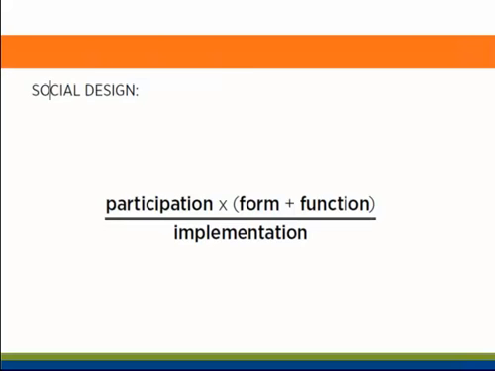The way that we approach social design is that we're actually using participation as part of the formula. So we're doing form and function, but that's multiplied by the input, who's involved, and then you're looking at how it's implemented as a really key aspect of the approach. If you don't have participation and you don't have implementation in mind, then you're not doing social design effectively. And I'll get into that in a second with the core principles.